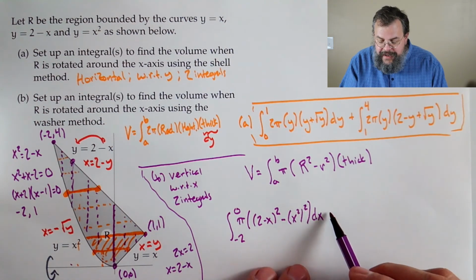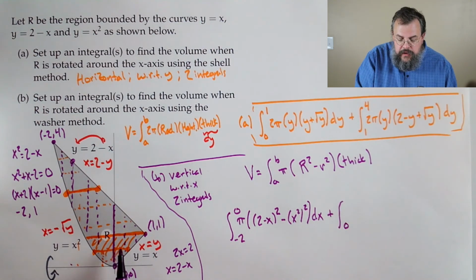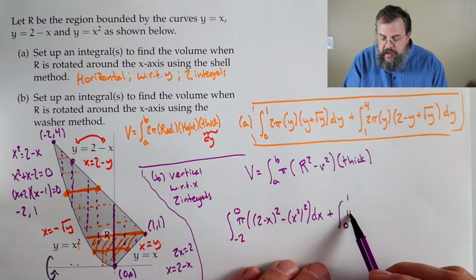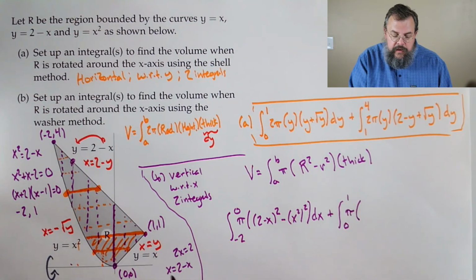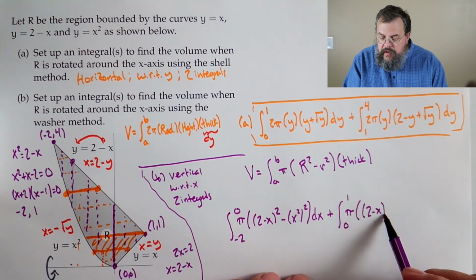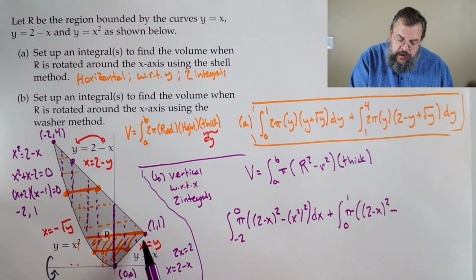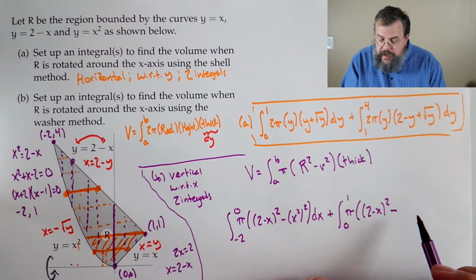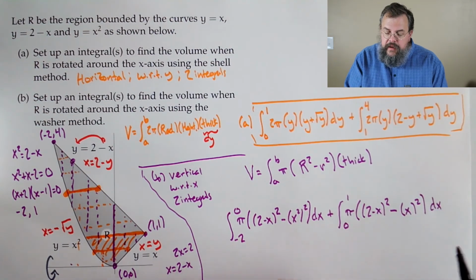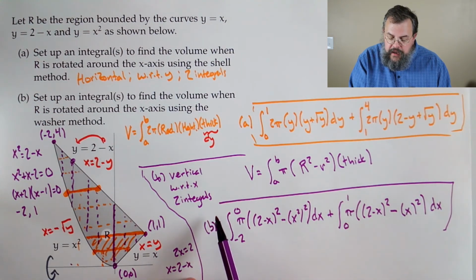Plus, and now we're going to go from 0 and we're going to go to 1 because that's where we stop. 0 to 1, pi, and now what's the top? It's still 2 minus x. So 2 minus x squared, that's our outer radius. Subtract, what's the bottom? Well, it's y equals x. So subtract x squared dx. And that's the setup for part B.